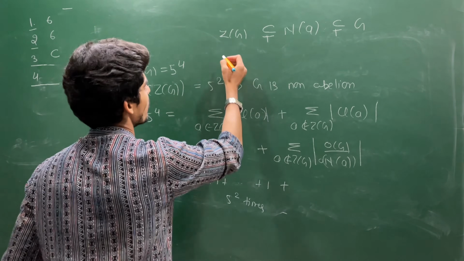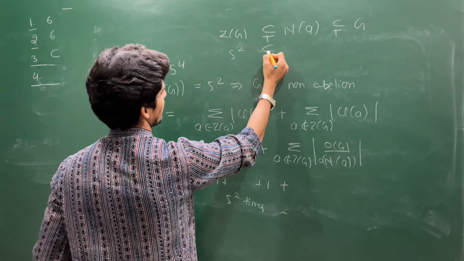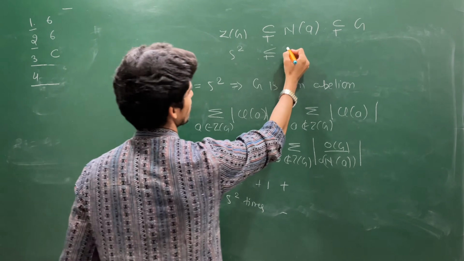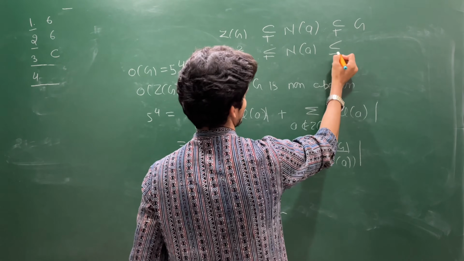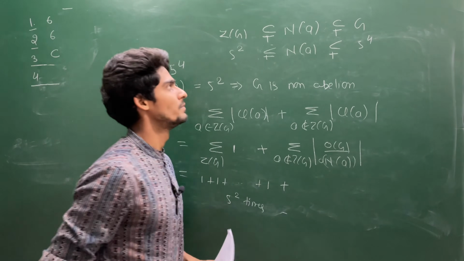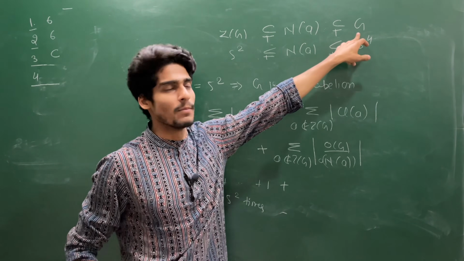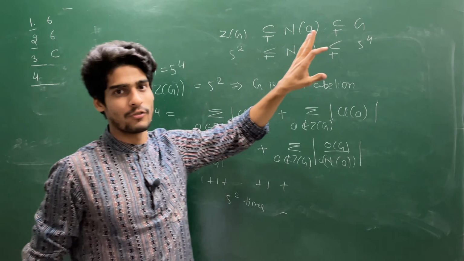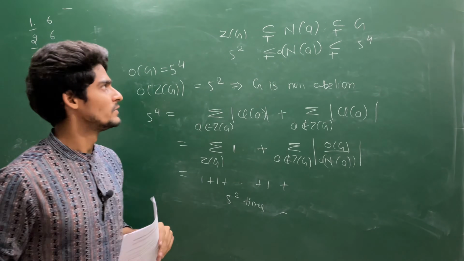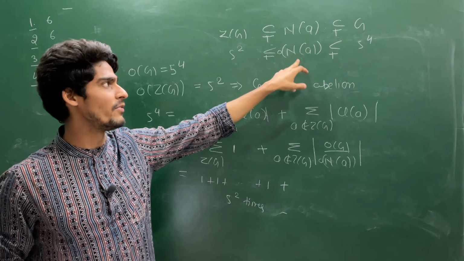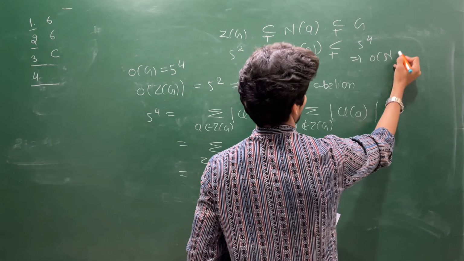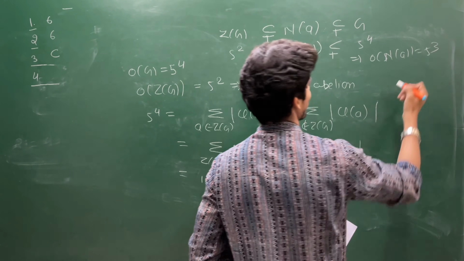Now you see the order. Here order is 5 square. So if you take order, it will become less than but not equal to, less than but not equal to, and order of G is 5 power 4. And normalizer is a subgroup of G, so its order must divide 5 power 4. So what is the possible order of normalizer? It will be 5 power 3. So this relation will give you order of normalizer, it will be 5 power 3.